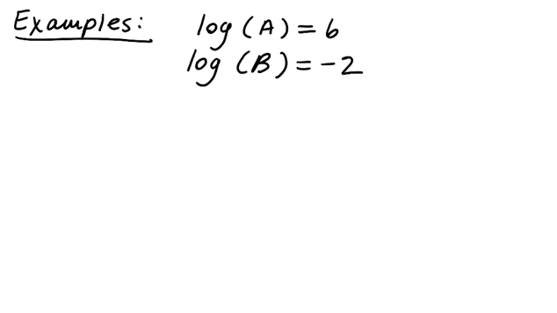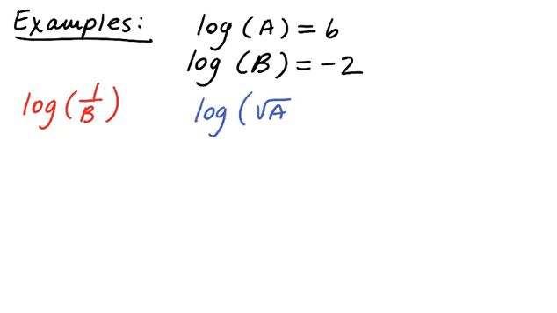The last examples I've got for you are pretty much just backwards from the other ones. The base 10 log of a is 6, and the base 10 log of b is negative 2. I'm just going to give you a couple of these because it's really not that different. What's the log of 1 over b? What is the log of the square root of a? And what is the log of, say, maybe a divided by b?